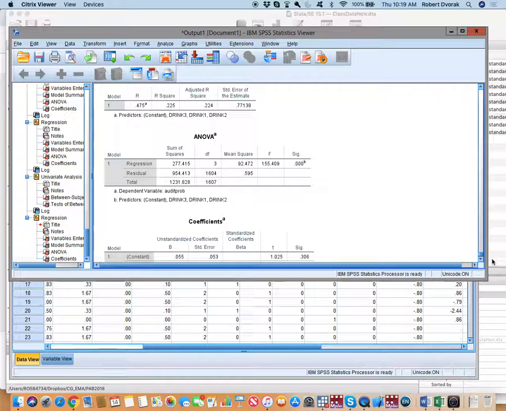Yeah? Did you have to tell SPSS that drink 0 was going to be your reference variable? No. How did SPSS know that drink 0 was my reference variable? It knows because I excluded it, right? We'll get there in just a second. I'm going to show you rather than just explain it.